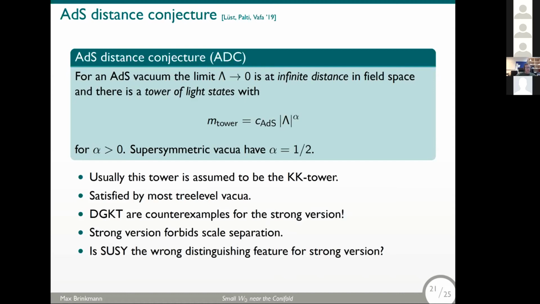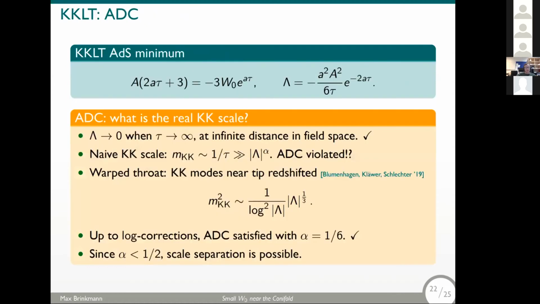However, since DGKT are counterexamples, we have looked at the situation and we have suggested that supersymmetry is the wrong distinguishing feature for the strong version. I will not go into this further here because of time constraints. But let's look at KKLT.